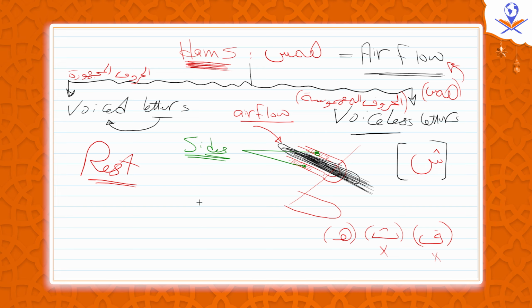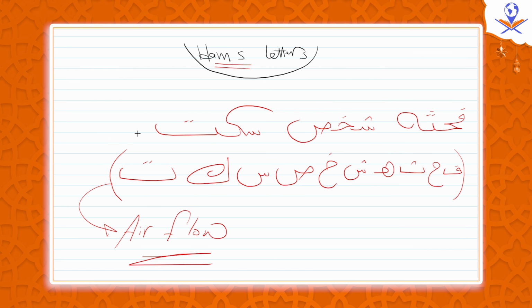For example, ba. Ba doesn't have hams. Ba is not from hams letters. And by the way, you don't need to memorize this. You can discover it. Fa, when you put it on the second state, you see f, f, f. So it has airflow. Ha, put it on the second state. Ah, ah, ah. We have airflow. Tha, ath, airflow.